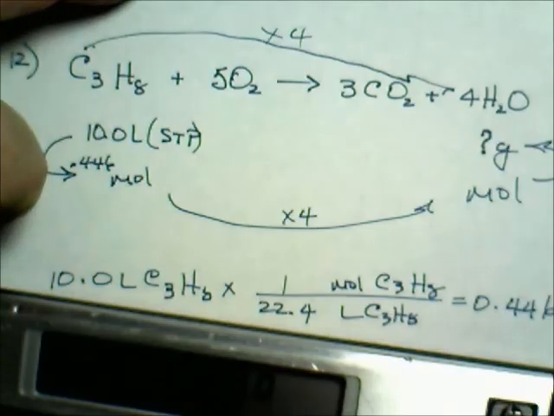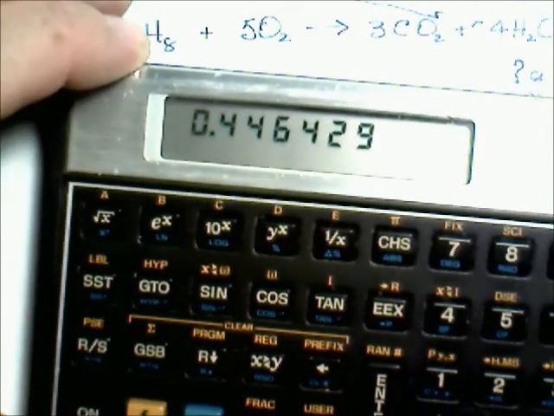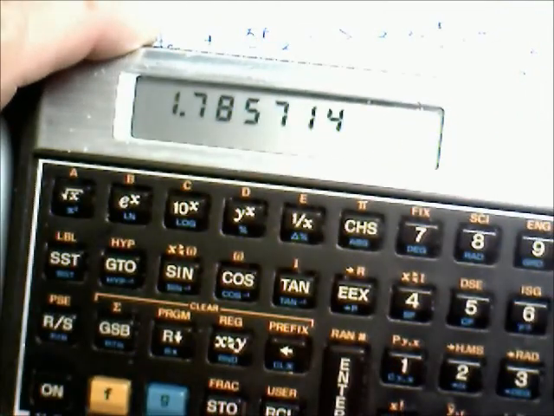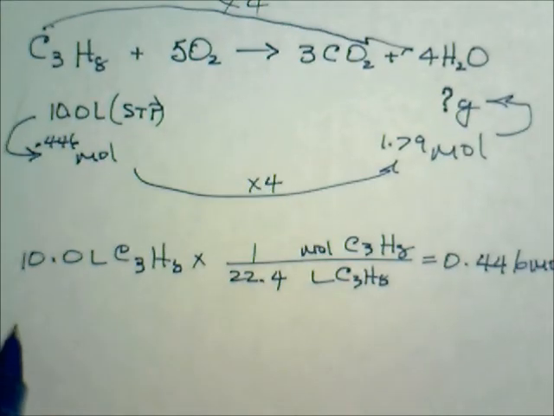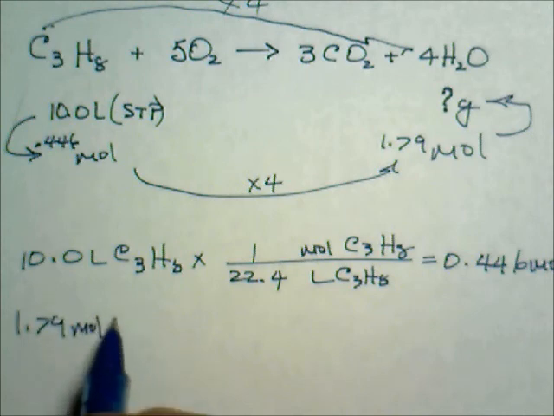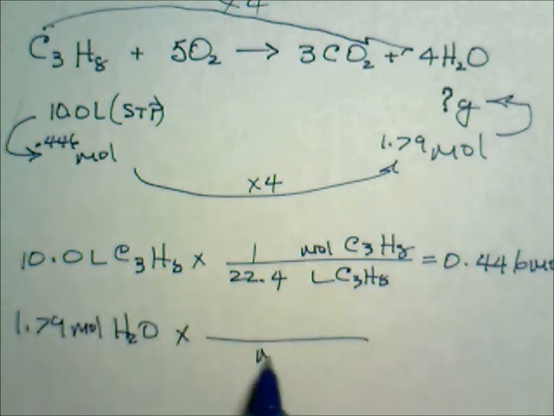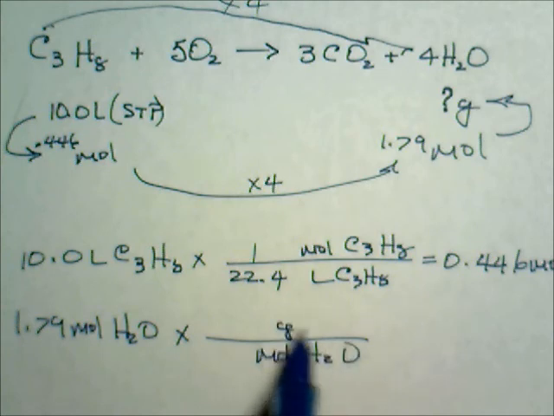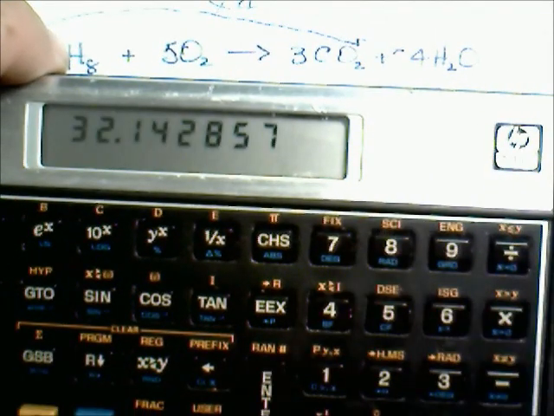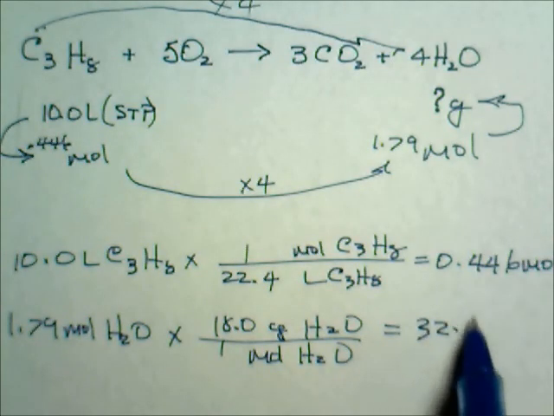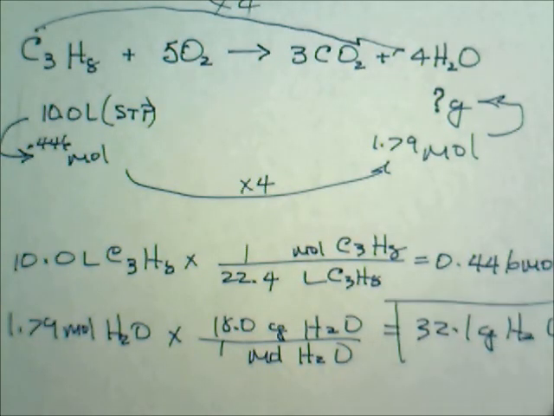So our original 10 was divided by 22.4, and then we're going to multiply that by 4. So we end up with 1.79 moles of water that's produced. So we've got 1.79 moles of water, and we're going to convert from moles of water to grams of water. 1 mole weighs 18 grams, and here's our 1.79 times 18. We get 32.1 grams of water, and there's our final answer.